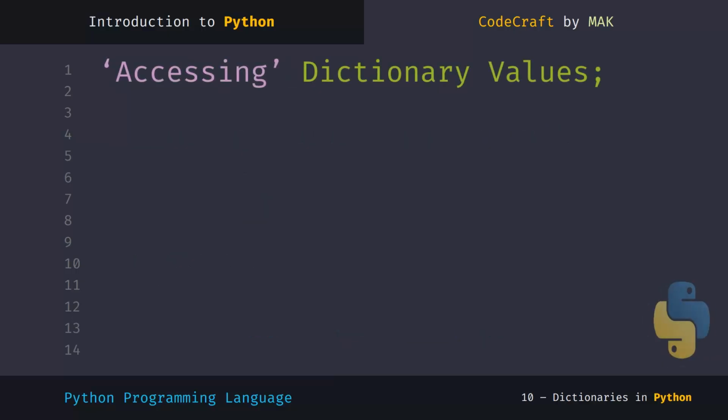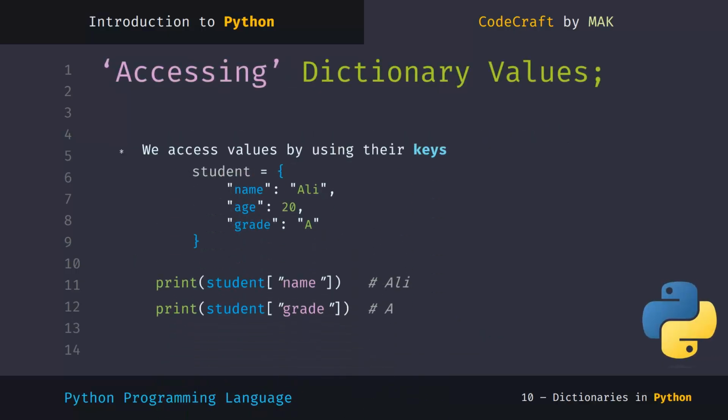Accessing dictionary values. We access values by using their keys. For example, print student name, it will print Ali, and print student grade, it will print A.